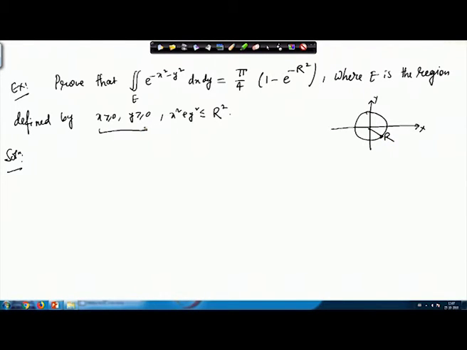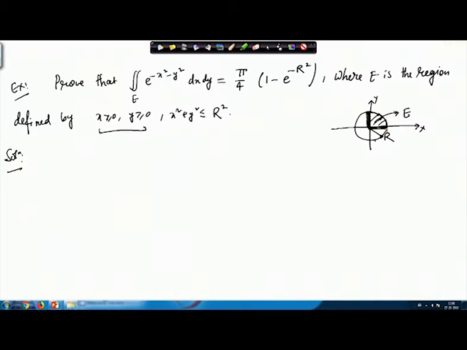However, we are also given two separate conditions, which are x is positive and y is positive. That means x is positive, so we are not interested in this half. And then y is positive, so we are also not interested in this half. So our region is bounded by this circle and these two lines, x equals 0 and y equals 0. So, this is our region E, right.